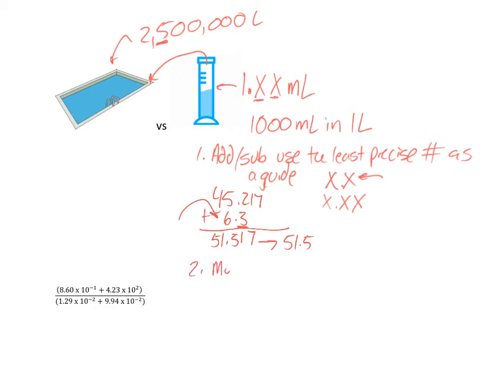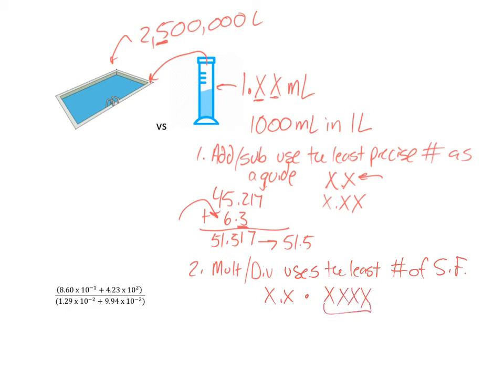For multiplication and division, we need to count the number of sig figs. So our final answer uses the least number of sig figs determined from those that went into the operation. So for example, if I take x.xx and I multiply it by xxxxx, this has 4 sig figs, this has 2 sig figs. My final answer will have 2 sig figs.